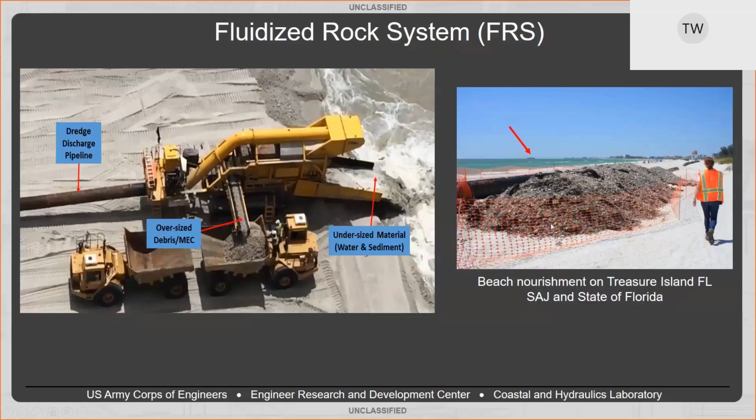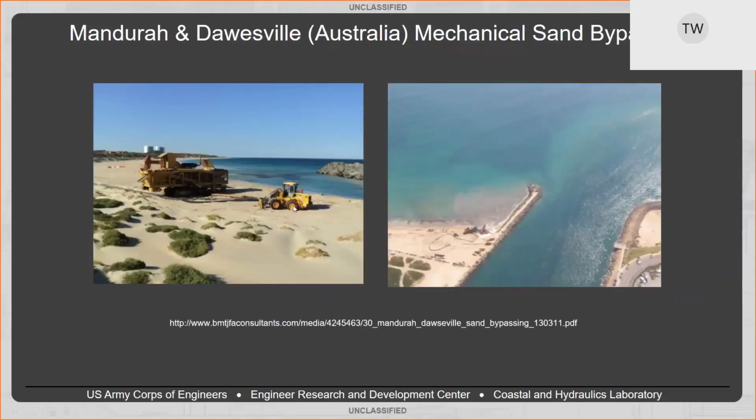And here's just an example: beach nourishment on Treasure Island, Florida, done by SAJ in the state of Florida. Arrows indicating the cutter head Norfolk. It's like a 32 inch cutter head, dredging the inlet. And this is just an example of the oversized debris that the system separated. It can handle up to like 40,000 gallons per minute, which is what the Glen Edwards would pump ashore for a hopper dredge size.